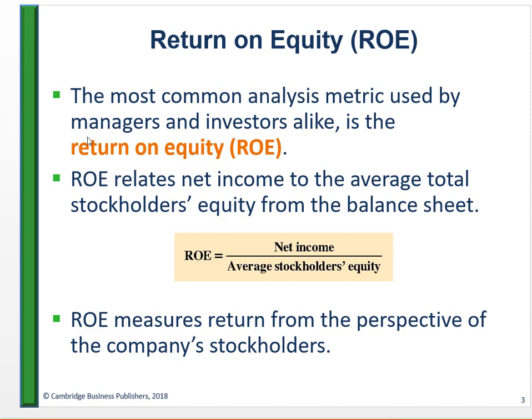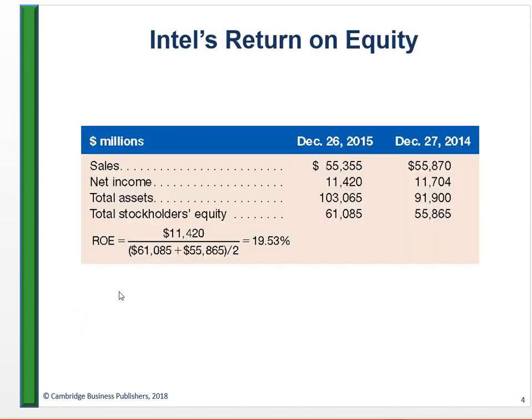Net income is at the bottom of our profit and loss statement, reported on our statement of shareholders' earnings. Average stockholders' equity is going to be on our balance sheet, and then each of these is going to be comprised of a group of subcomponents. Here you can see Intel's return on equity calculation, really very simple. Should have no problems finding sales, net income, assets, total stockholders' equity.